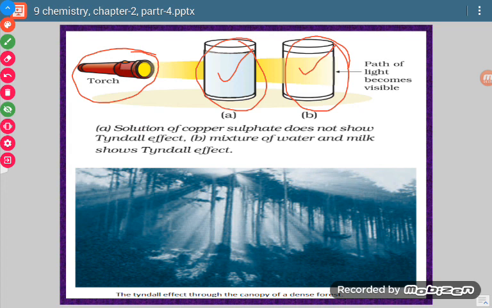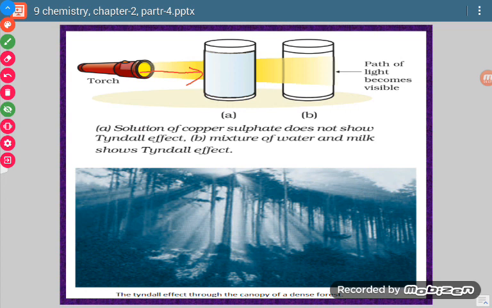Now when we see that light is coming from this side, in this solution we cannot observe where the light is going. Light is moving but we cannot see its path. But when it moves through the colloidal sol, then we can clearly see its way. We can clearly see the path through which it is moving. So this thing, where we can see the path of light through a colloidal sol, is called scattering of light. Here there is no scattering of light, so this scattering of light is known as Tyndall effect.